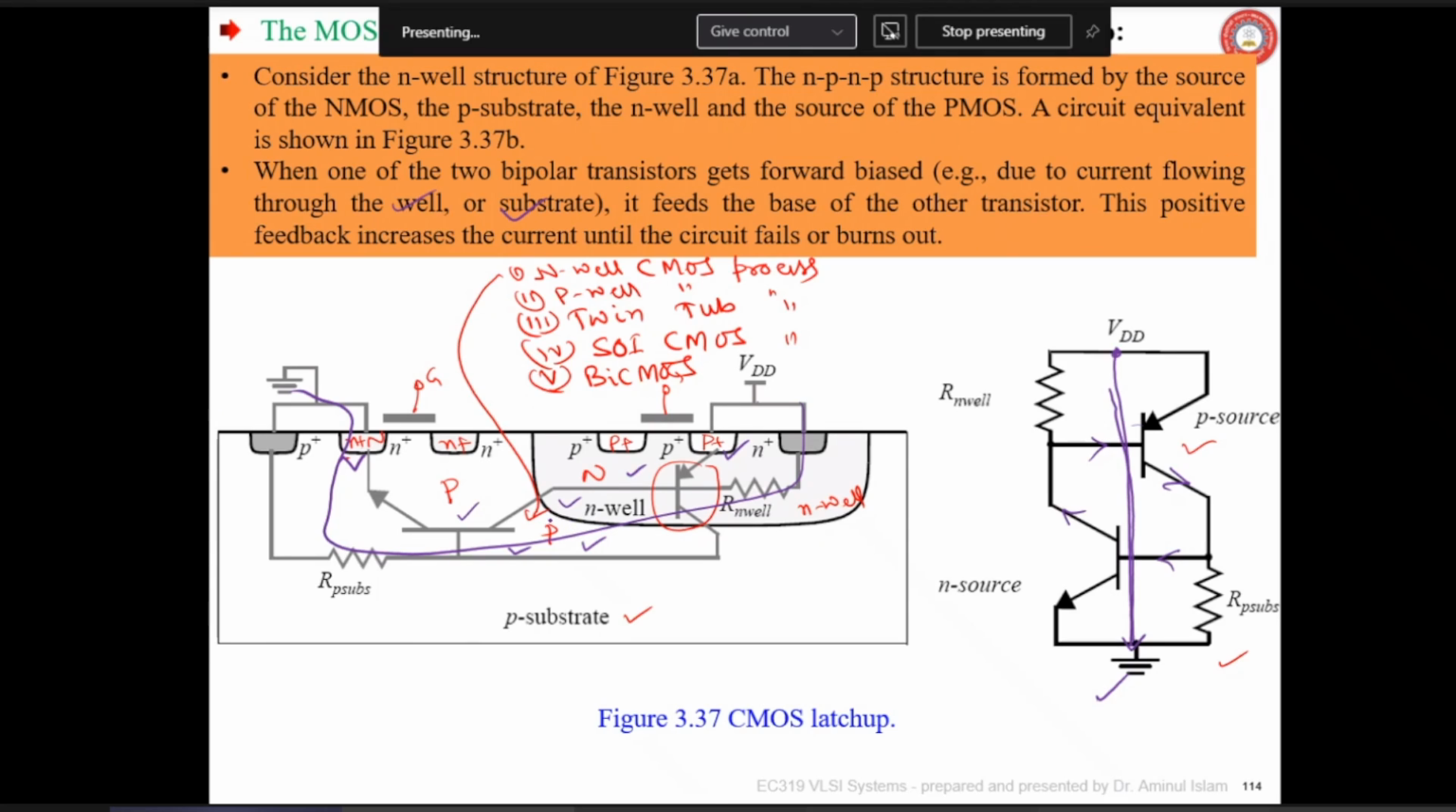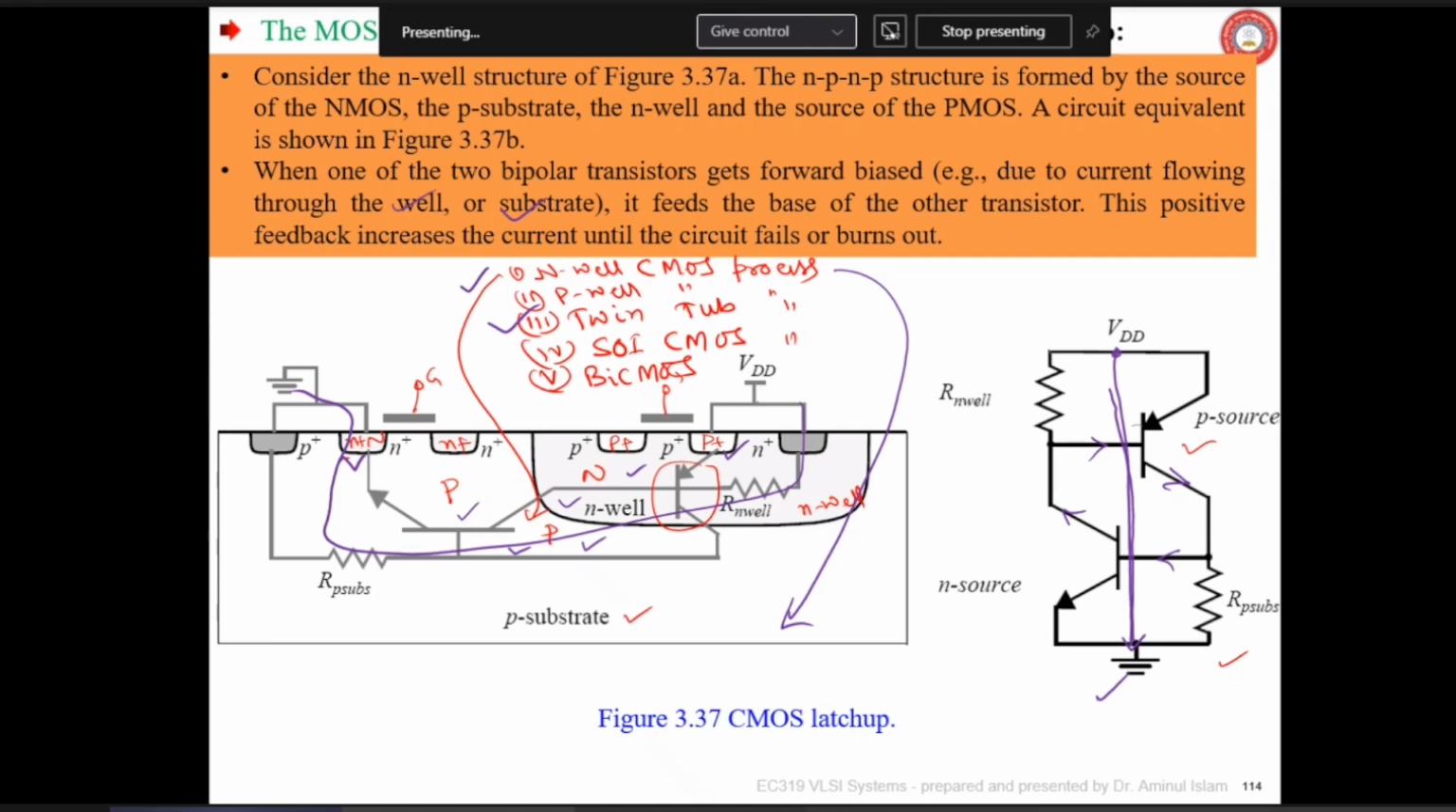Once this is happening, then circuit malfunctioning may occur, even circuit may burn out. Anyway, there are various CMOS processes: N-well CMOS process, P-well CMOS process, twin tub process or twin-well process, SOI CMOS process, BiCMOS process, etc. Here, the process we are showing is the N-well CMOS process, the top one we are discussing here. It could be the reverse one, the P-well CMOS process.